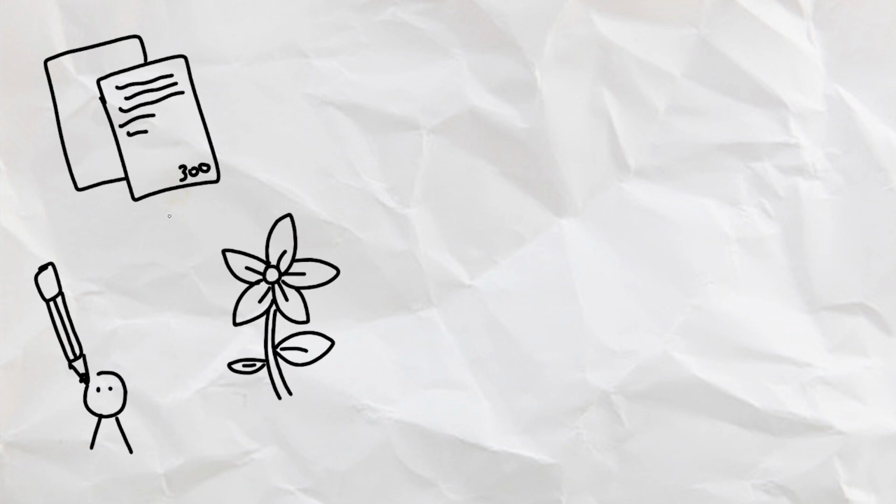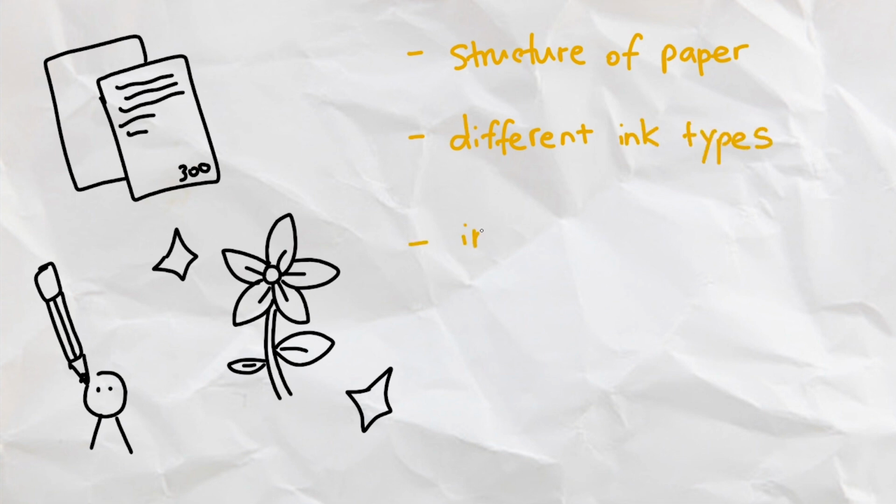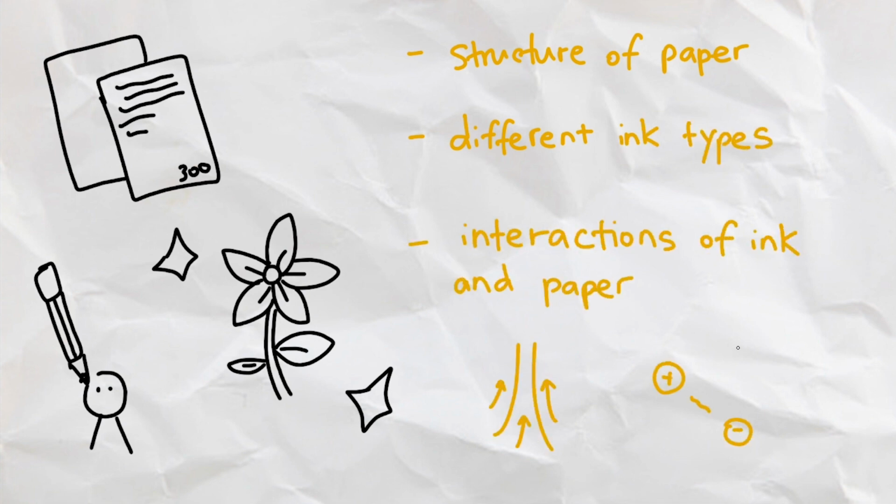I'm willing to bet that all of us have used paper at least once in our lives, whether it be random doodles during class or a 300-page thesis. Paper plays a very big role in communication and art, but how does paper work? In this video, we will go over the structure of paper, different types of ink, and how ink and paper interact as we go over capillary action and polarity.